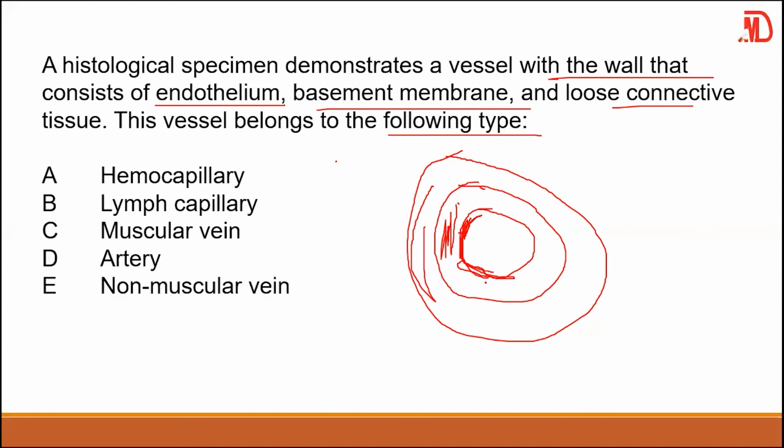Elastic tissue, a bit of elastic membrane will be there. So again, we have established that this is definitely not an artery, but a vein. And since there's no mention of muscles there whatsoever, then we could be looking at the case of a non-muscular vein. So that's over here. Your answer should be E.